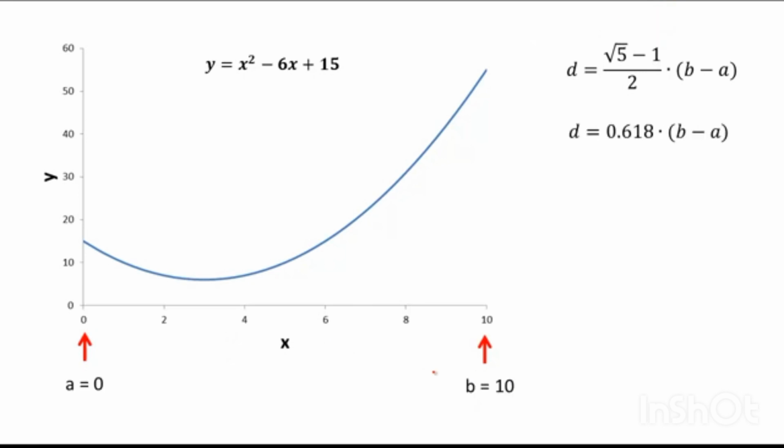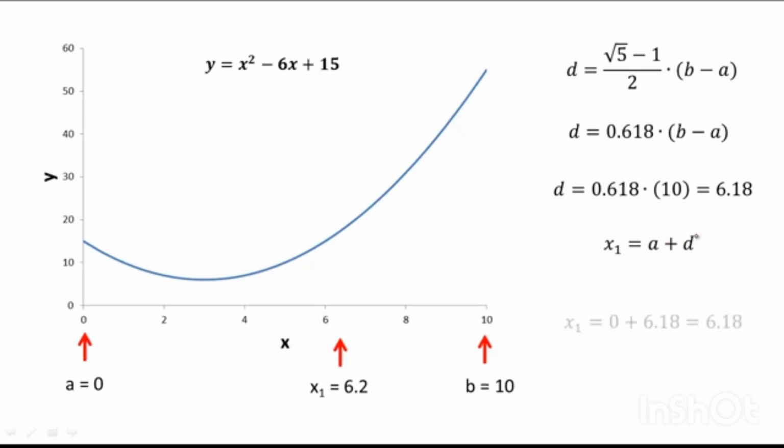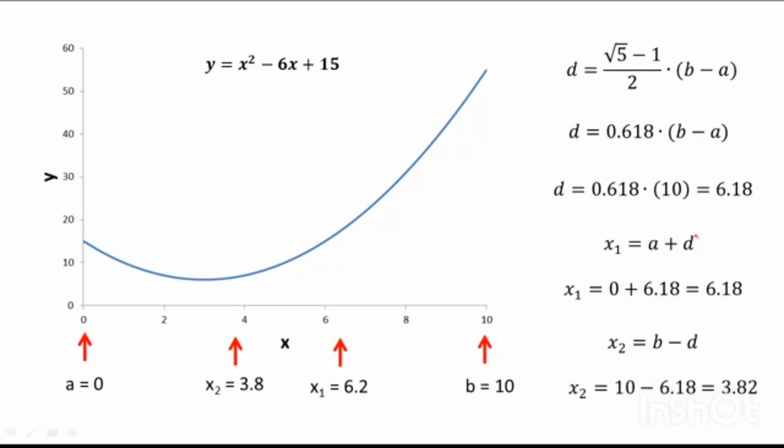When we do that, for this particular case, d is equal to 0.618 times 10, because our b minus a is 10, and that's just about 6.2. And x1 then is a plus d. Because a is 0, x1 is just about 6.2. Now we compute x2, which is b minus d, and for this example that's 3.8.